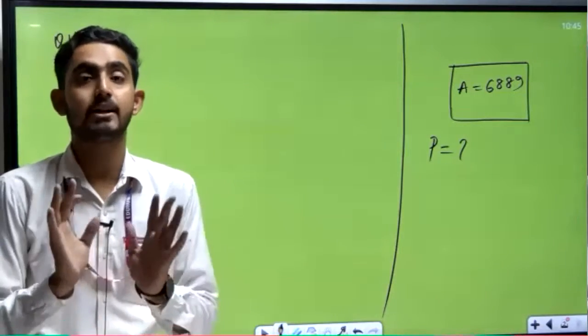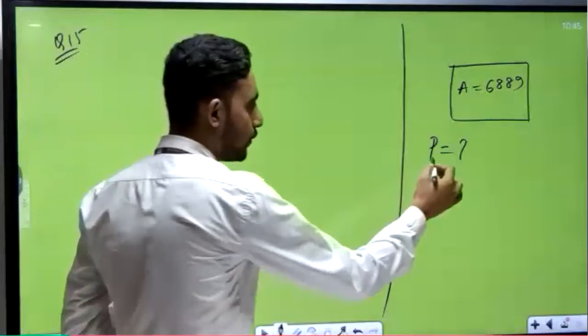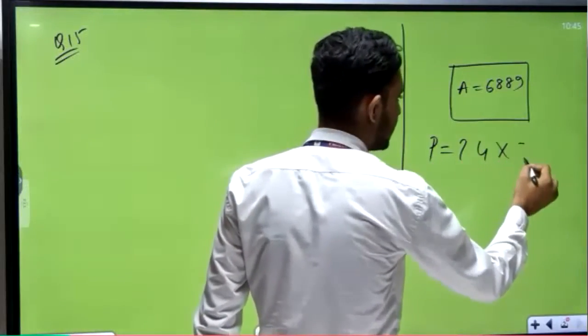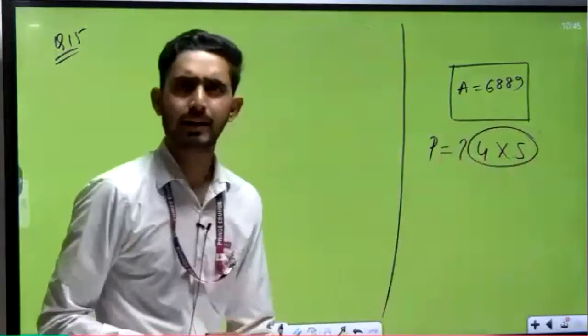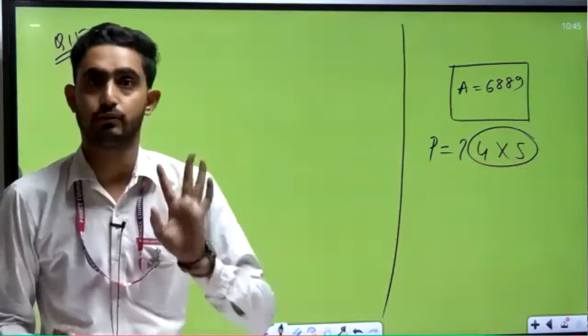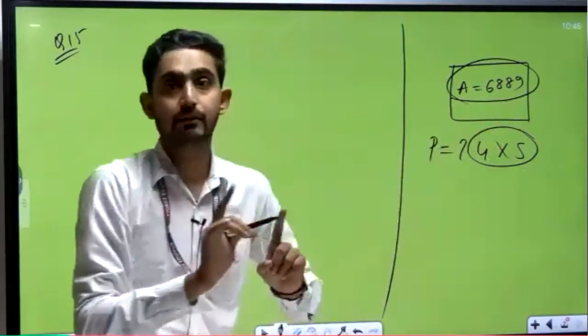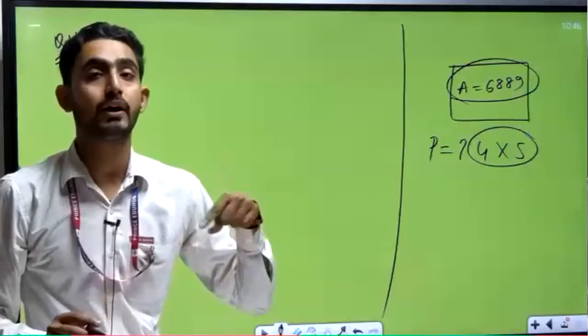No. Perimeter of square is 4 into side. Very good. 4 into side, 4 into s. But we don't know what the value of s is. We don't know. But the area is given. From this area we can easily find the side.